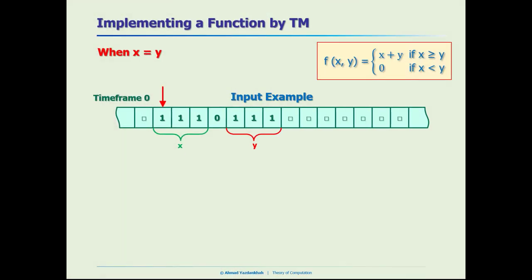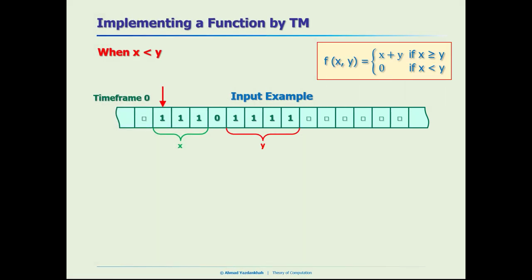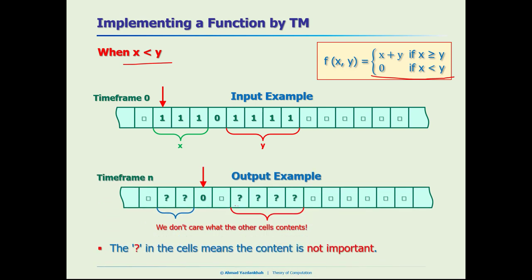And if they are equal, again, based on the rule of the function, we should add them. So here 3 ones as y, 3 ones as x, so we will have 6 ones at the output. And if x is less than y, then based on the rule of the function, we should show the 0. In other words, we should erase and just show the zero. Here I put the question mark here and here because we don't care what they are at the end. We just need to show this zero, all right?